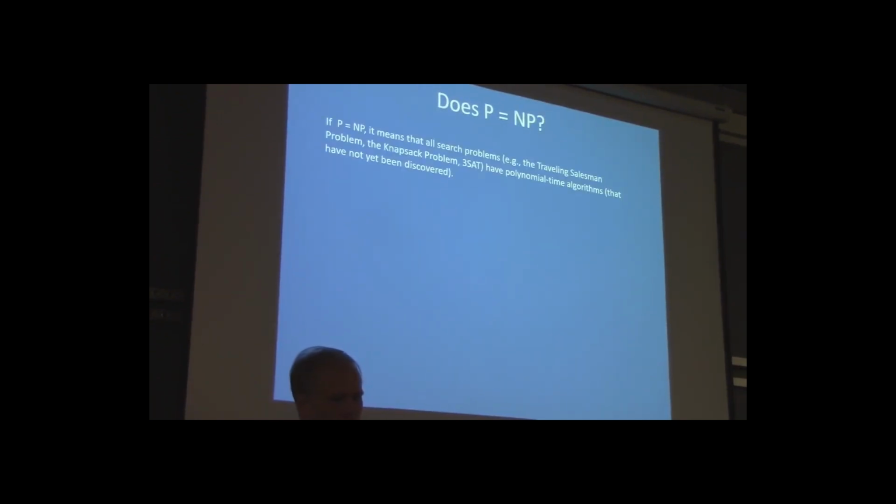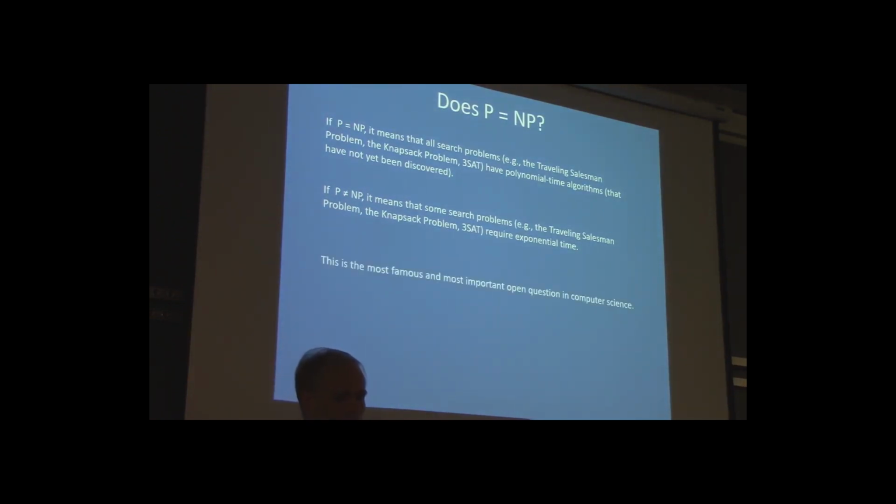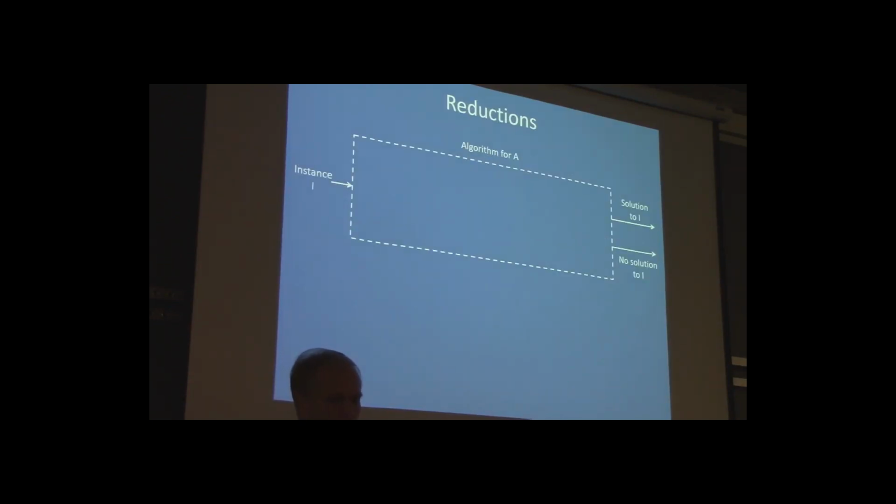All right, this is what we've just been saying. If P equals NP, then all these problems we think are hard are easy. If P is not equal to NP, it means that all these problems that we think are hard really do require exponential time. So that's the most likely outcome most people think.